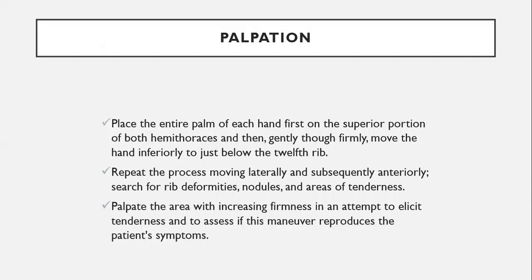Now I'm telling you what is palpation. How to do palpation? You have to place the entire palm of each hand on the superior portion of both hemithoraces and then gently move through and move the hands inferiorly to just a bit below the 12th rib. Repeat the process moving laterally and subsequently anteriorly. Search for rib deformities, nodules, and areas of tenderness. Palpate the area with increased firmness in an attempt to elicit tenderness and to assess whether the maneuver reproduces the patient's symptoms.